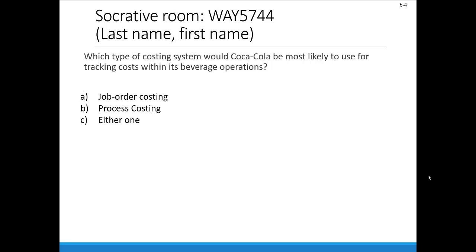So which type of costing system would Coca-Cola be most likely to use for tracking costs within its beverage operations? Job order costing, process costing, or either one? Pause the video, think about that for a second, and then come back for the solution.